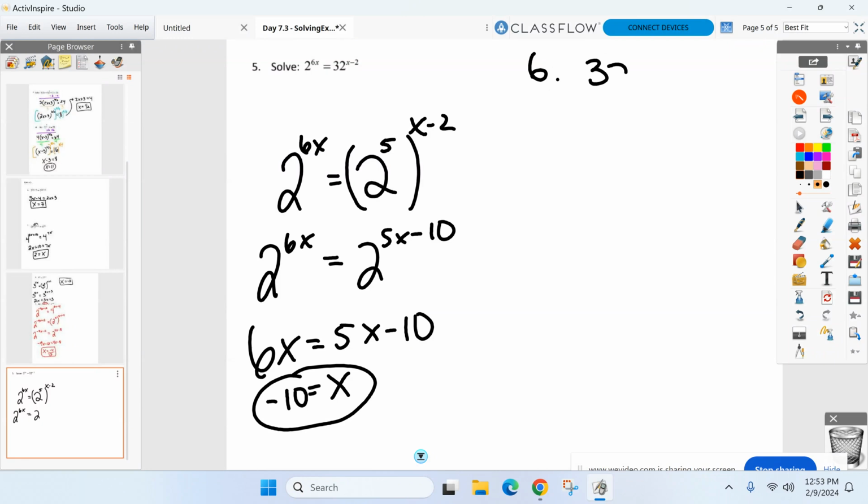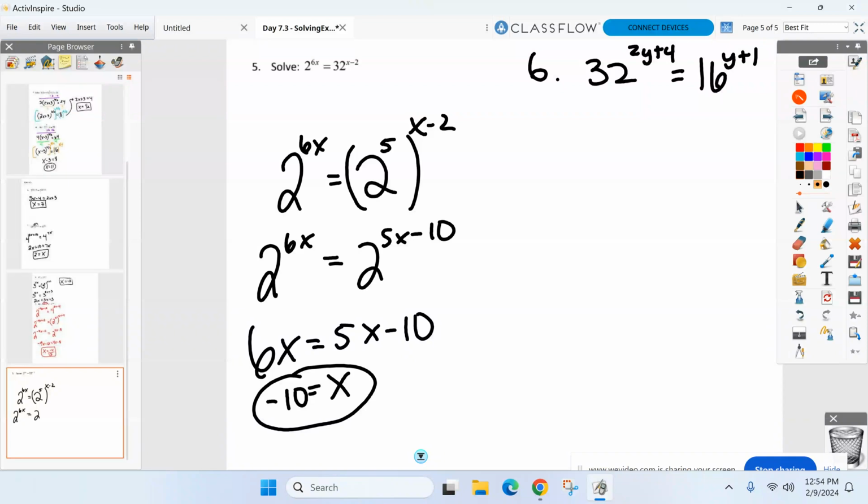Ready? 32 to the 2y equals... 32 raised to the 2y plus 4 equals 16 to the y plus 1. We haven't done this yet. The only thing we've been doing is changing one side. You might have to change both bases. All right, this is an example where I'm going to have to change, because look, I can't raise 16 to anything to give me 32.